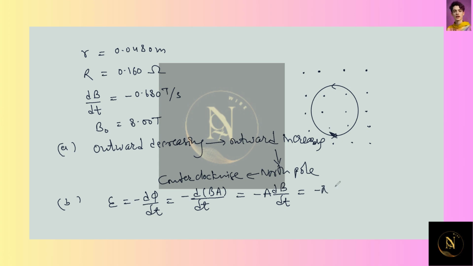This is pi r squared, and we know the radius is 0.048, to the whole square, and for dB by dt we know this is minus 0.680. So finally this EMF induced comes out to be 4.94 times 10 raised to the power minus 3 volt. This is the magnitude of the EMF induced in this coil.